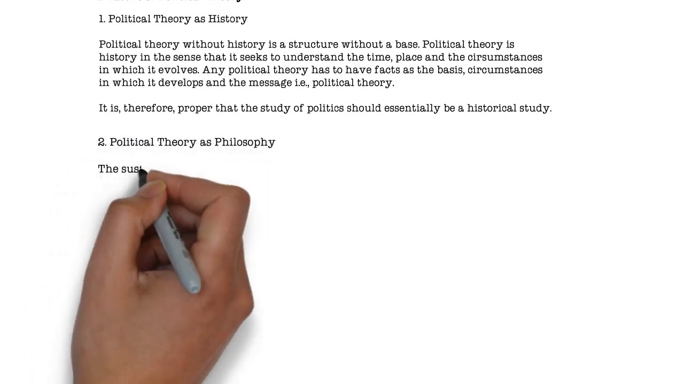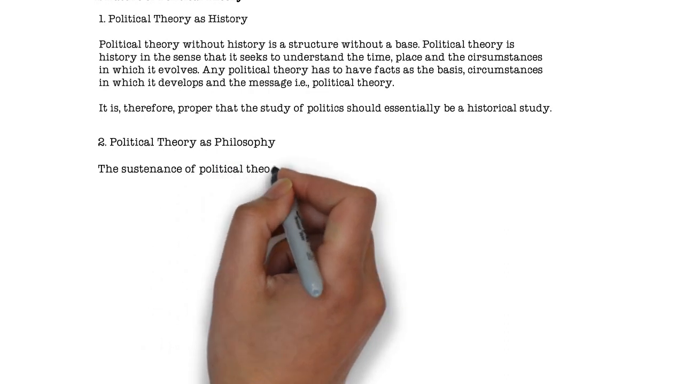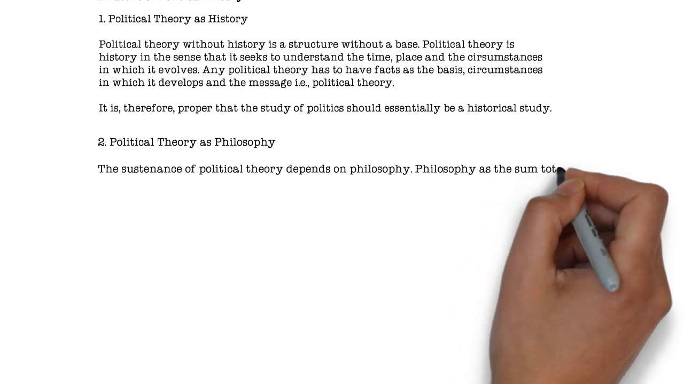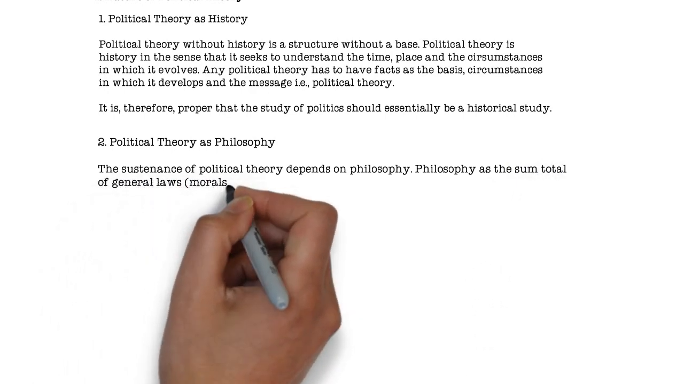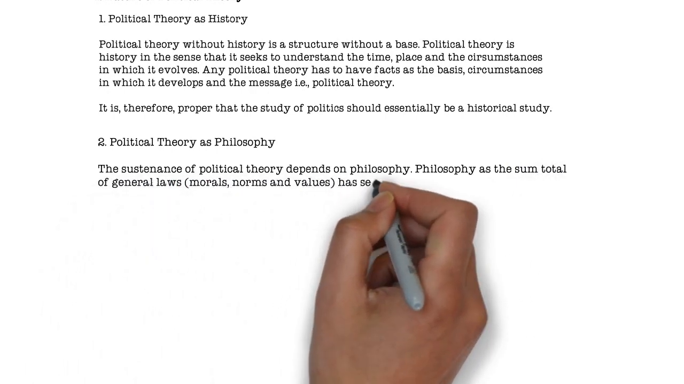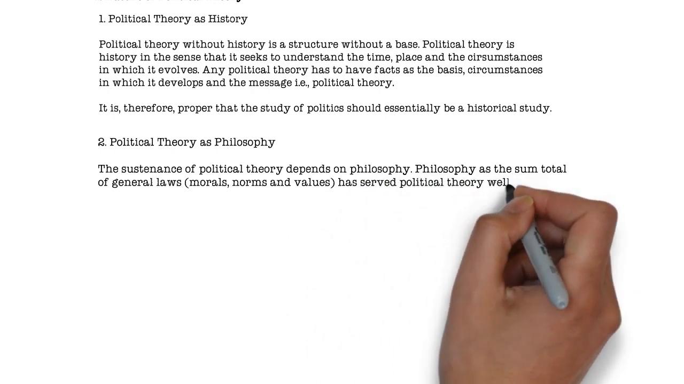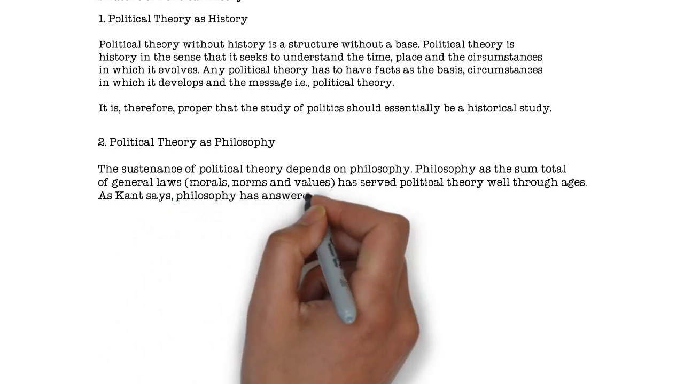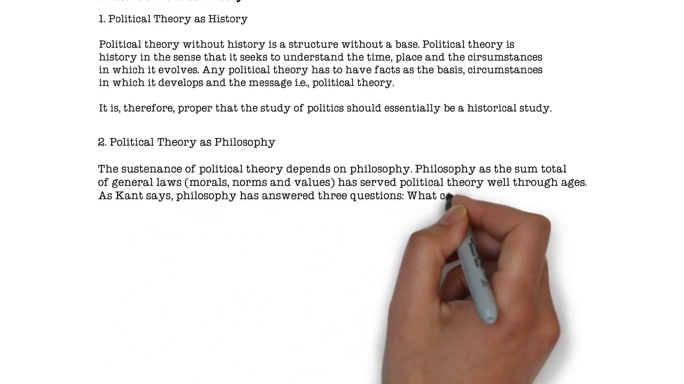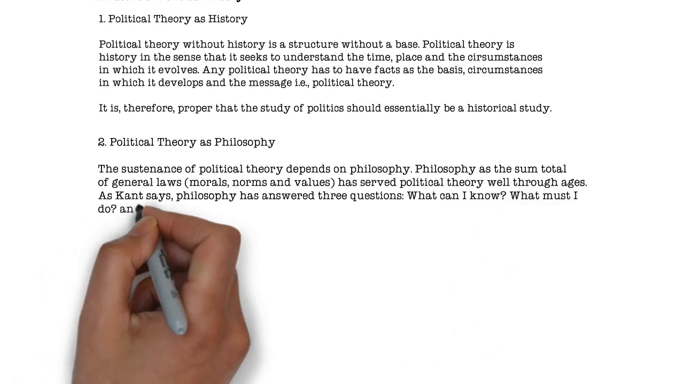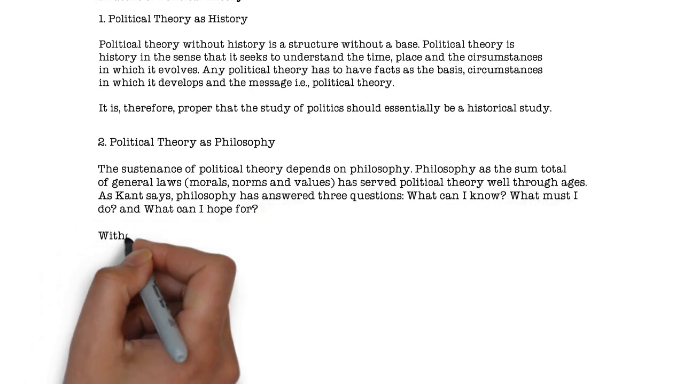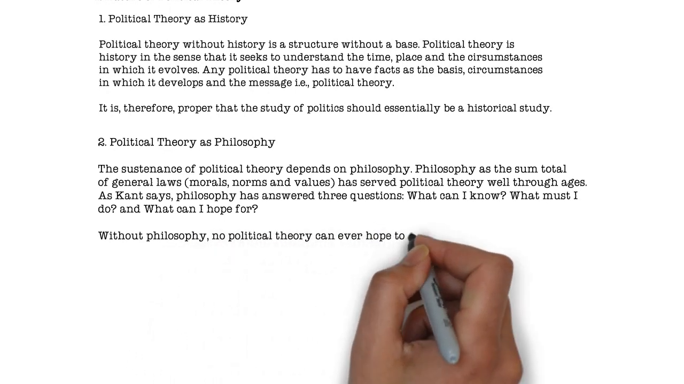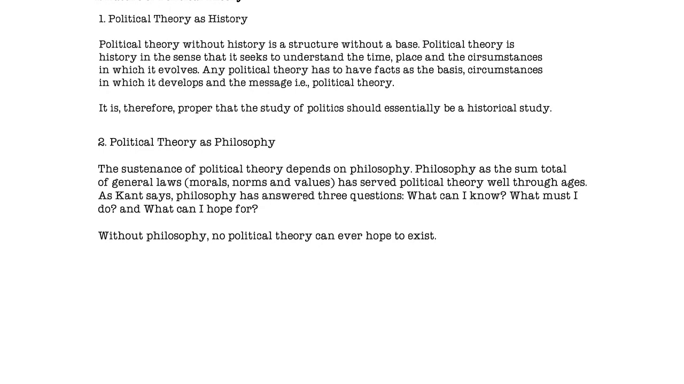Second, political theory as philosophy. The sustenance of political theory depends on philosophy. Philosophy as the sum total of general laws, that is, morals, norms, and values, has served political theory well through ages. As Kant says, political philosophy has answered three questions: what can I know? What must I do? And what can I hope for? Without philosophy, no political theory can ever hope to exist.